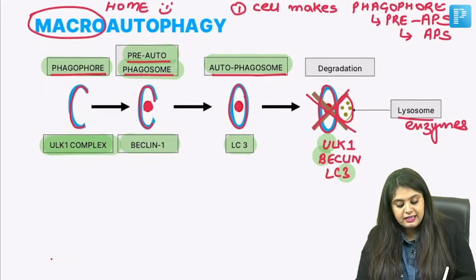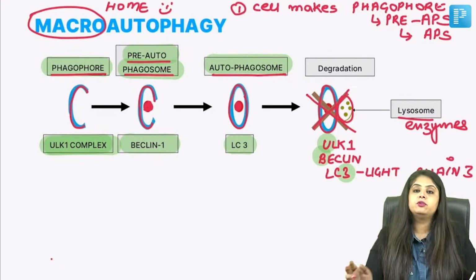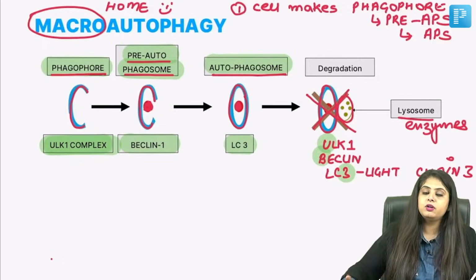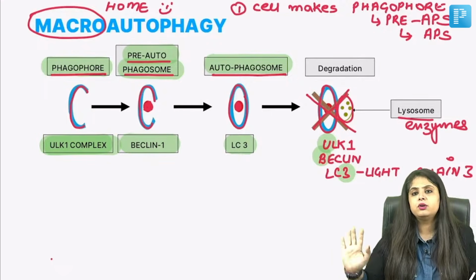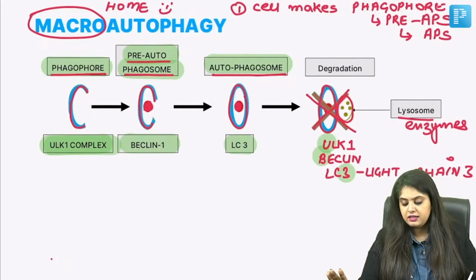In fact, LC3 का full form please जान लो, that is known as light chain 3. Only for LC3 you have to know. Will you be able to put it in the correct order? पहले Uno, then Beclin, then LC3. मतलब ULK1, Beclin and LC3. These are the three things. Finally, autophagy हो गया ma'am, and that is done. Are we okay with this?